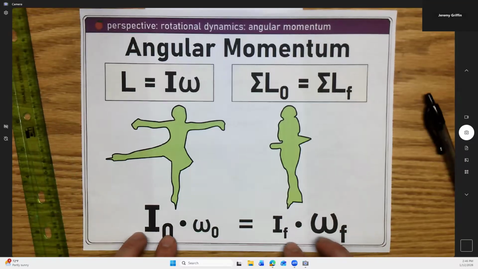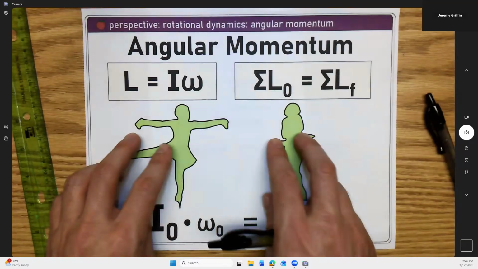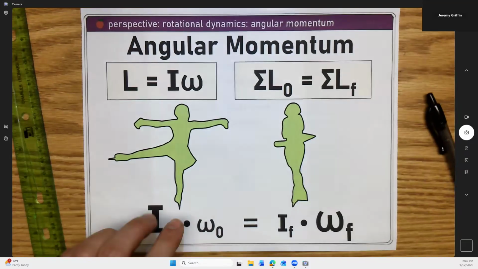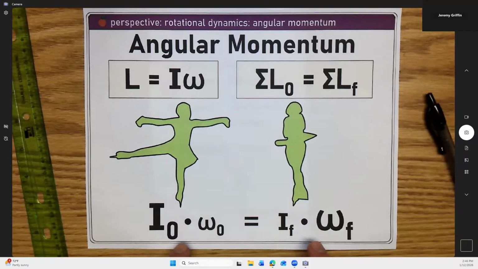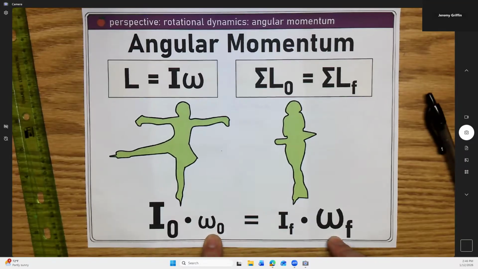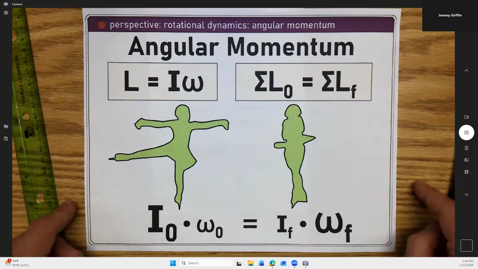So what you guys just saw was this. The product I omega is conserved. When he brings his arms in, doesn't his rotational inertia decrease because the weights are now closer to the rotation axis? So the I gets small. But in consequence, the angular speed has to increase, which says he's spinning faster. That's exactly what you guys just saw.